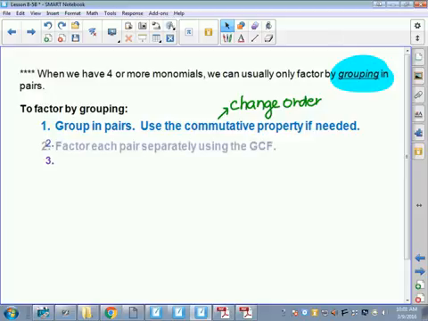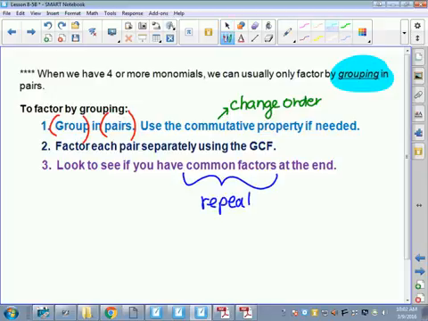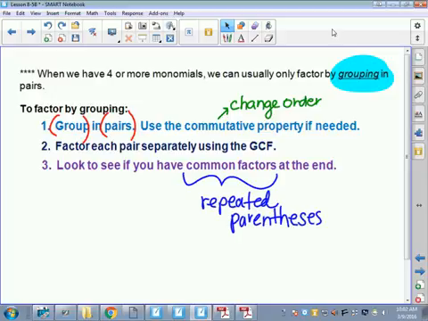Once you've grouped them by putting parentheses around them, so a pair of parentheses and a pair of parentheses, you're going to factor each pair separately using the GCF. If you don't know this about me yet, I like to sneak in 2 problems in one. So here's how we're going to do 2 problems in one. And last but not least, after you've done 2 GCF problems, so you got your GCF on the outside, your leftovers on the inside, you're going to look to see if you have common factors or a repeated parenthesis. And we'll do a couple examples so you can see those, because once you see them, you're going to go, ah. So we'll make sure we do a couple.